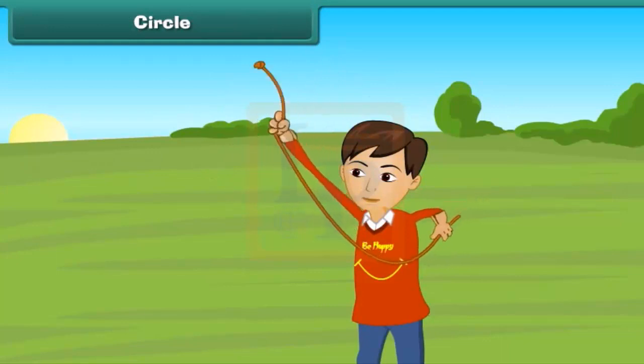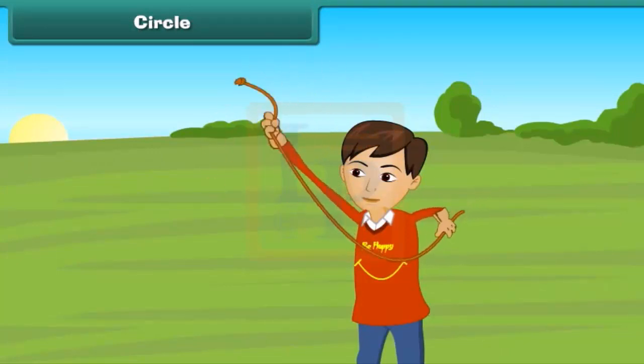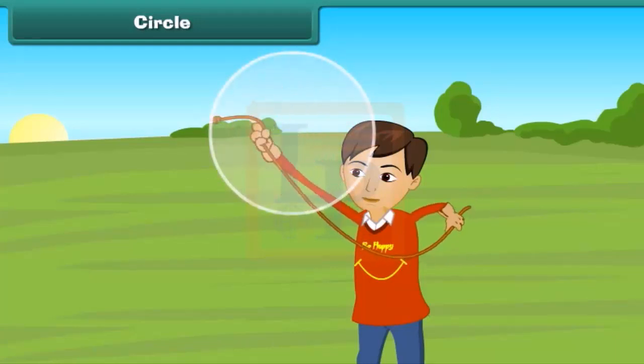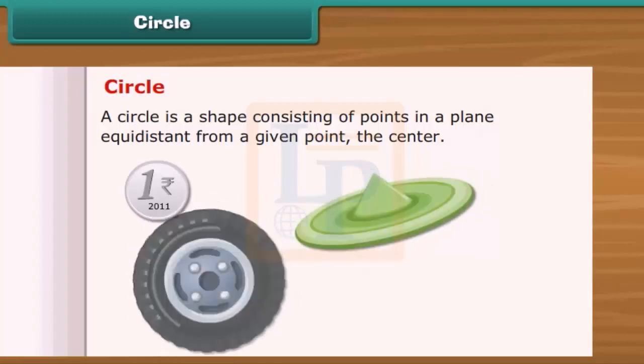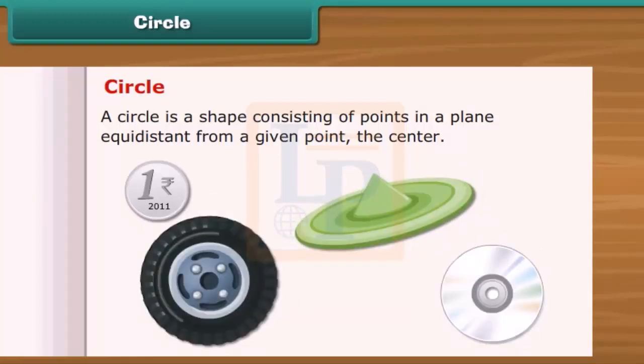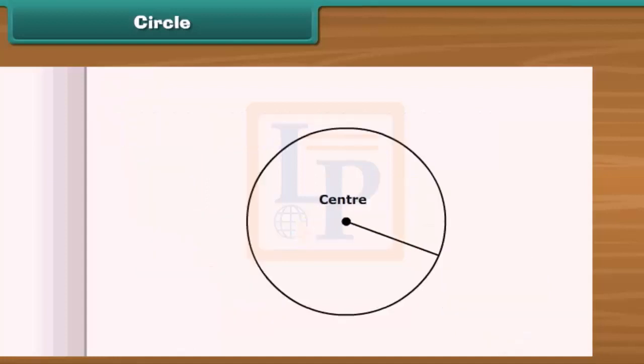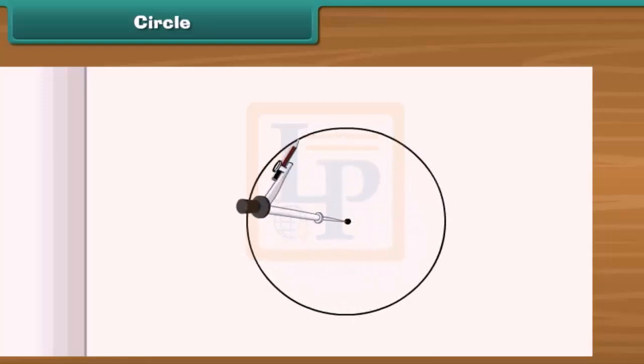Look what Sahil is doing. He is rotating the rope in the air. What shape is the knot at the end of the rope forming? It is a circle. A circle is a shape consisting of points in a plane equidistant from a given point, the center. 1 rupee coins, flying disc, wheel, CD are circular in shape. The length of the line segment from center of the circle to any point on the circle is called the radius. Twice the radius of the circle is called the diameter of the circle. A circle of a given radius can be drawn with the help of a compass.